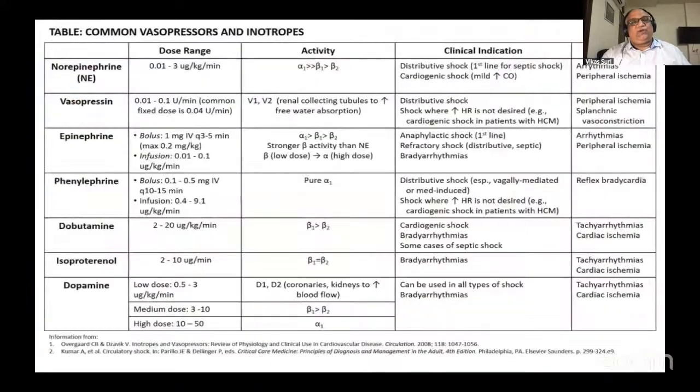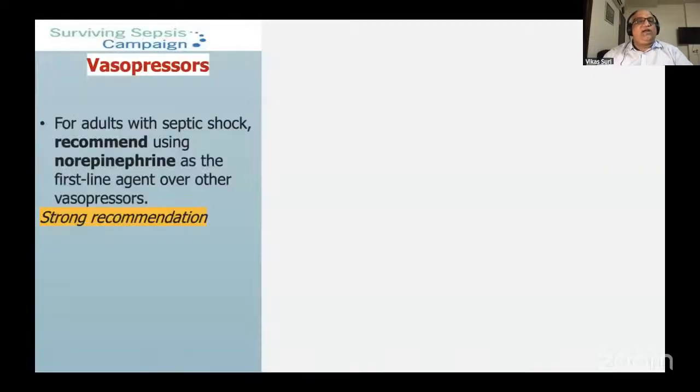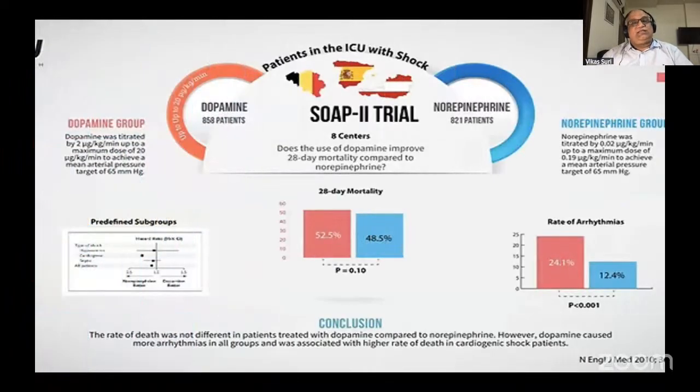Coming to the use of vasopressors, there are various vasopressors, which include norepinephrine. When I was a resident, we used to use a lot of dopamine and dobutamine, especially in patients who had cardiac dysfunction. Norepinephrine had just come when I was doing my residency, but now it is recommended to use norepinephrine as the first-line agent over other vasopressors. This data comes from the SOAP trial.